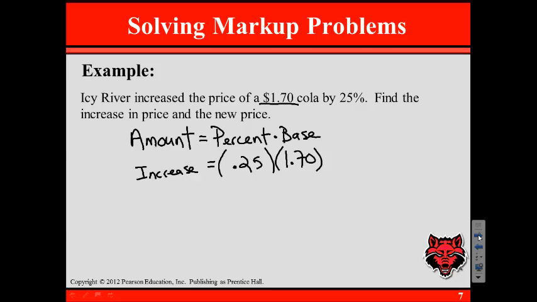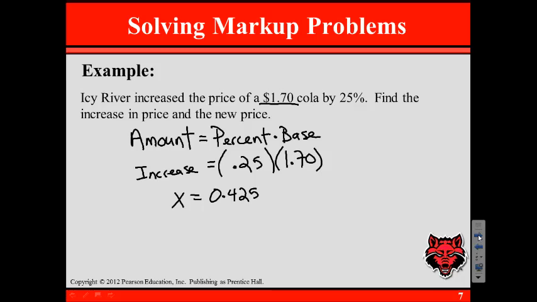So to find the increase, we'll just call it X. We'll multiply 25%, 0.25, and 1.70. And that will give us 0.425. So that's going to be the increase in price.